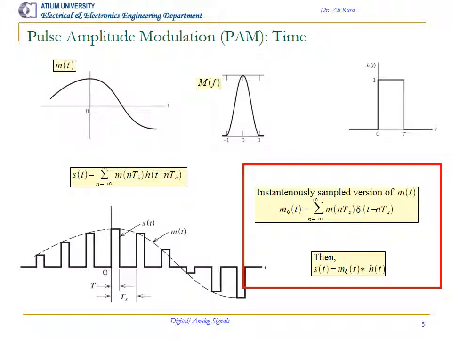Here h(t) can be chosen differently. Consider it as a Dirac delta function, then we have an instantaneously sampled version of m(t). In general we say s(t) is equal to the sampled m(t) convolved with h(t).